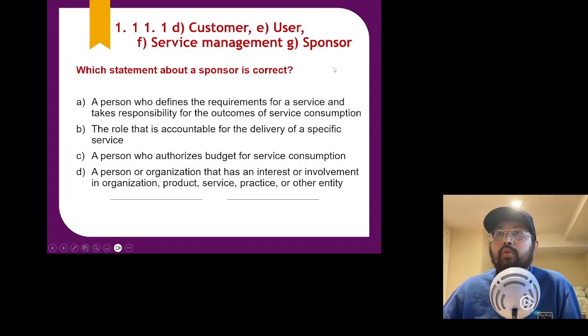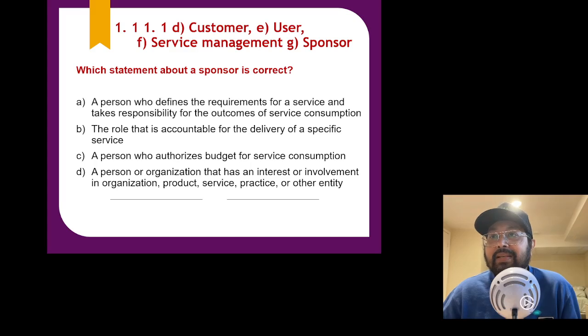So here is a question that is asking about a sponsor. So let's see what is the question. Which statement about a sponsor is correct? A person who defines the requirements for a service and takes responsibility for the outcomes of the service consumption. I am pretty sure you can remember this is not the definition of sponsor. This is the definition of, yes, you are correct, customer, right?